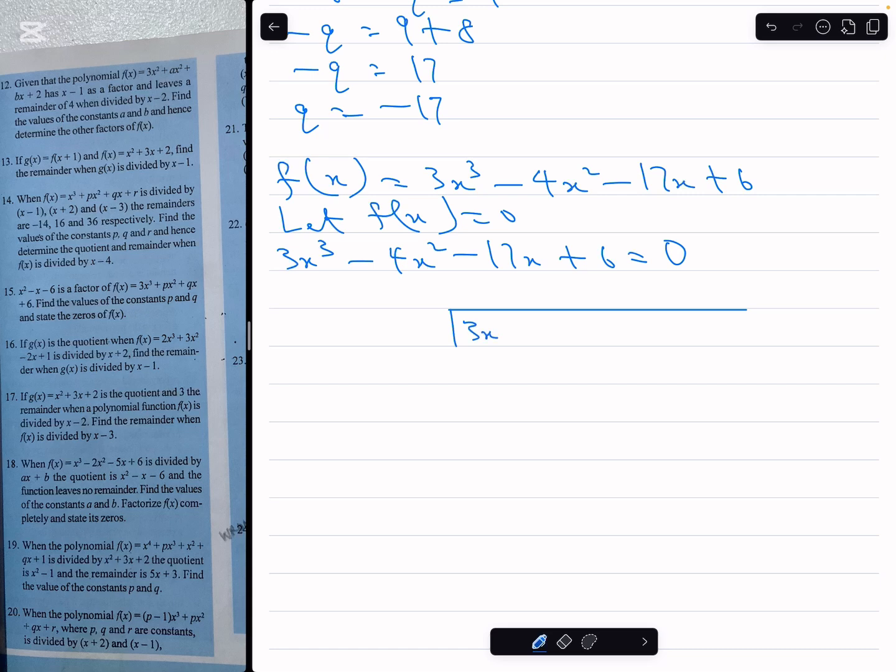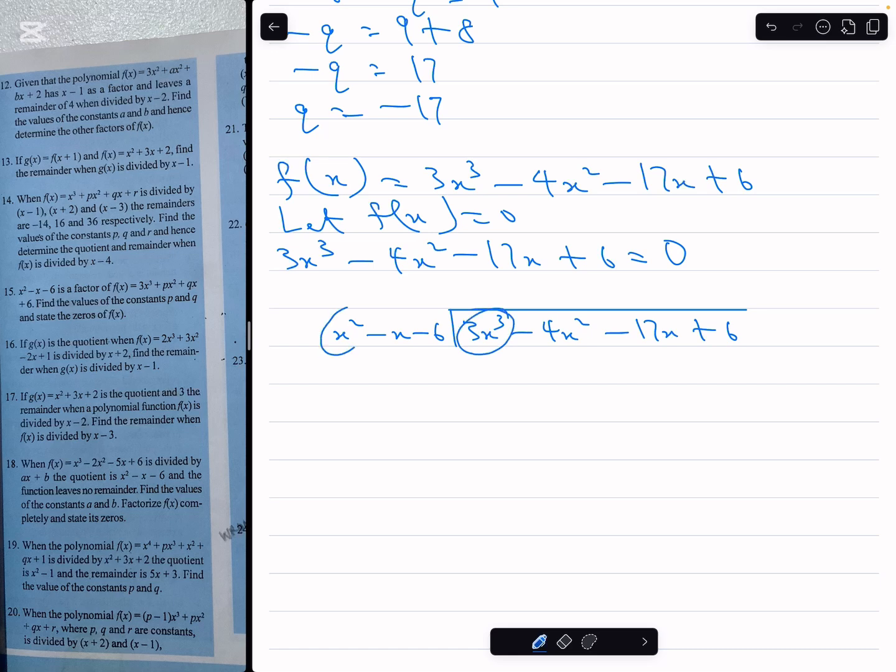Divide the polynomial. In fact, that's what I want to do. Divide the polynomial 3x cubed minus 4x squared minus 17x plus 6, which is f of x, by x squared minus x minus 6. I'm doing this to get the third factor. I already have 2 factors.